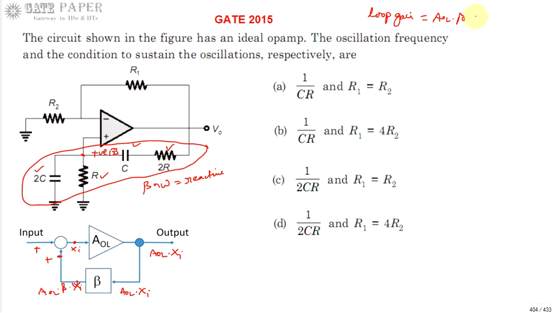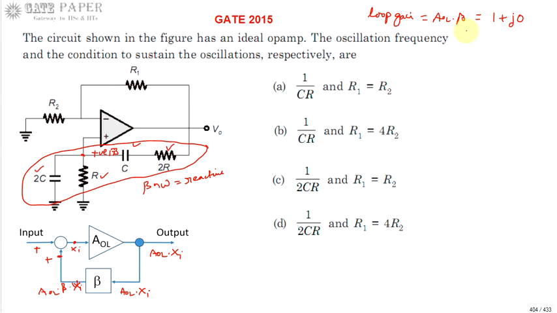So this loop gain is going to have 1 plus j0. We consider this j0 since the beta network is reactive. If the beta network is resistive, we can directly say A into beta is 1. But because the beta network for oscillators is reactive in nature, you must write the loop gain as 1 plus j0.